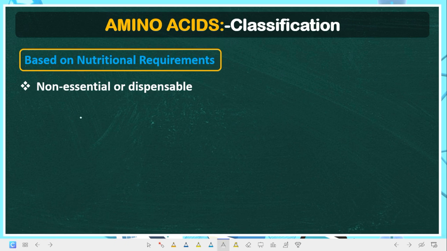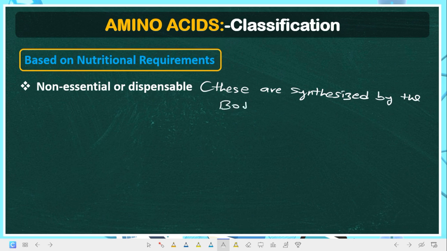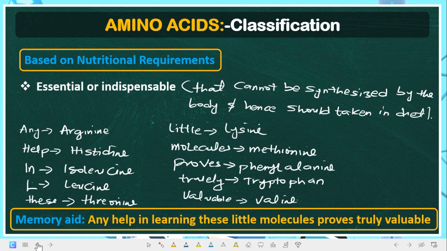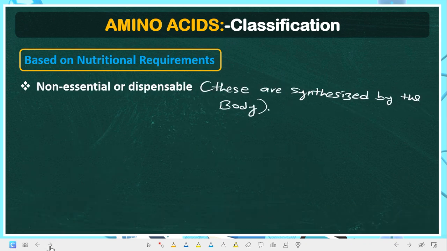Now, the next is non-essential or dispensable. These are synthesized by the body, hence you don't need to take them in as food. They are synthesized by the body. Now, we've written the 10 essential. So in order to get the non-essential, they are the other 10. The other 10 are what?